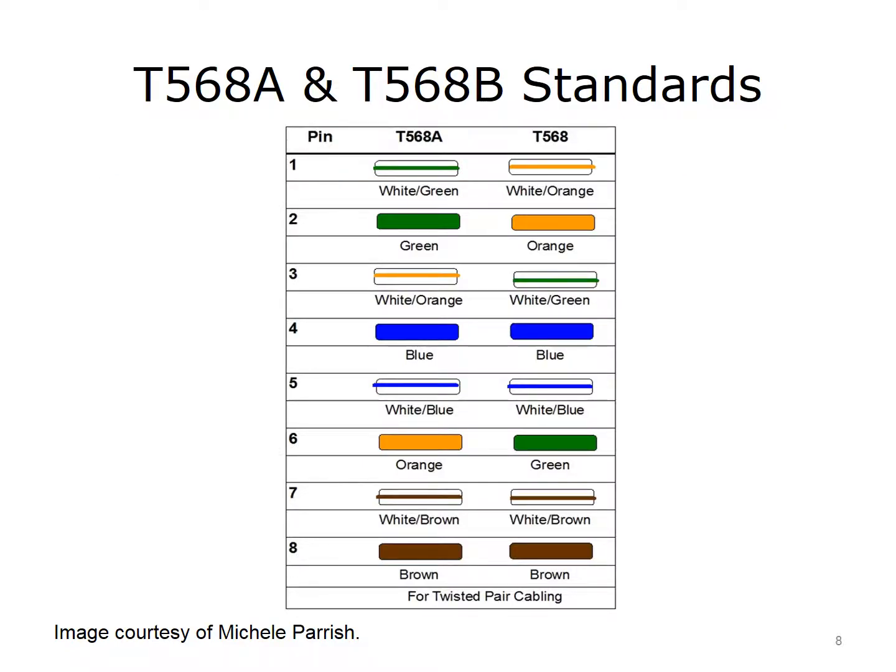Slide 8. If you are going to make your own twisted pair cables, you should follow the T568A or T568B standards as shown in the slide. The pin out for T568A standard, starting with pin 1, is white-green, green, white-orange, blue, white-blue, orange, white-brown, and ending with pin 8, brown. For the T568B standard, starting with pin 1, white-orange, orange, white-green, blue, white-blue, green, white-brown, and ending with pin 8, brown.